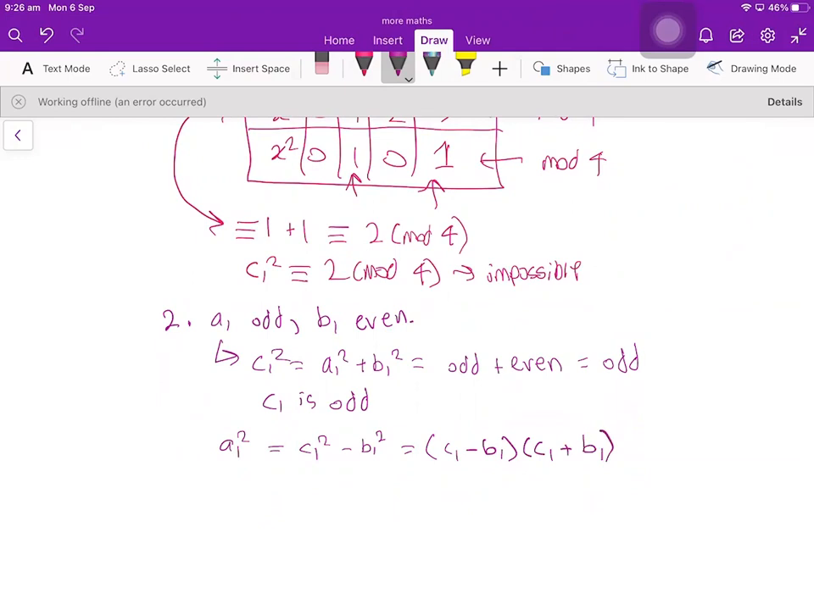Okay, and now C1 minus B1 is equal to an odd number minus an even number, which is equal to an odd number. And C1 plus B1 is equal to an odd number plus an even number, which is equal to an odd number.